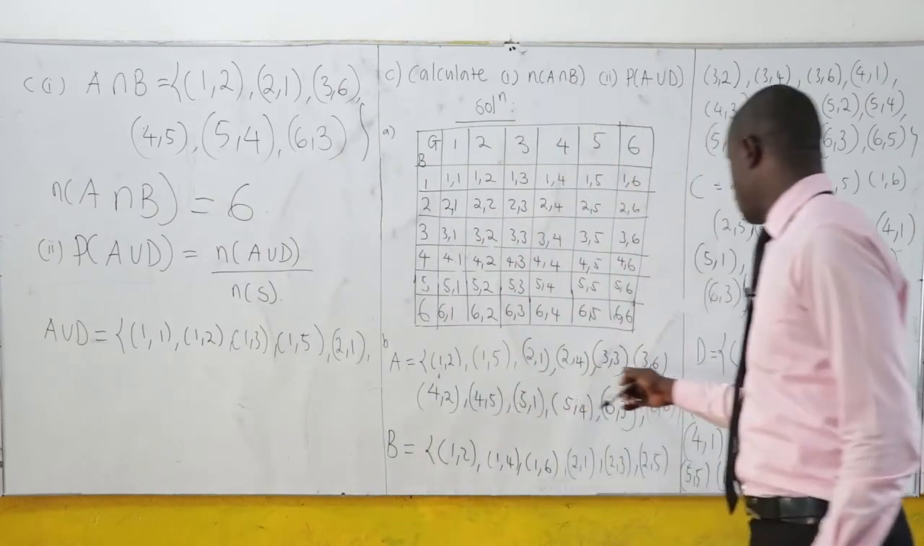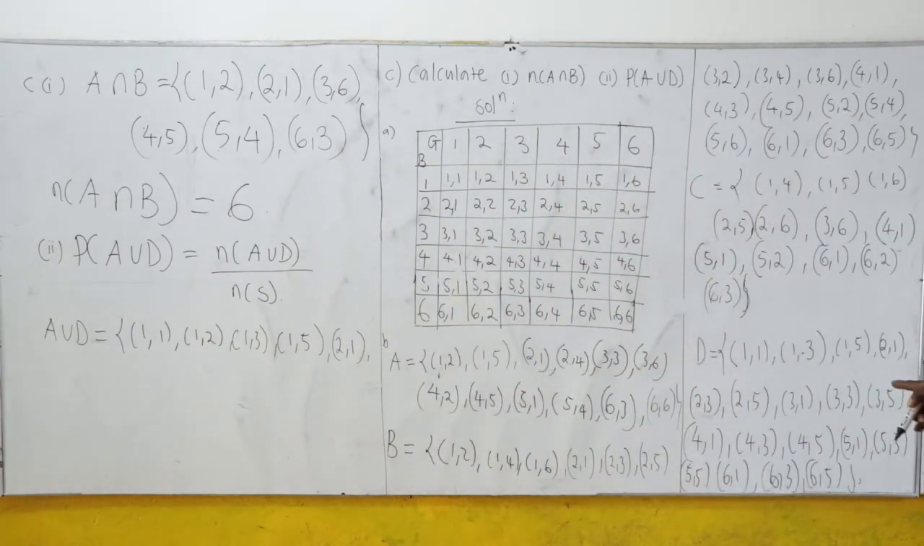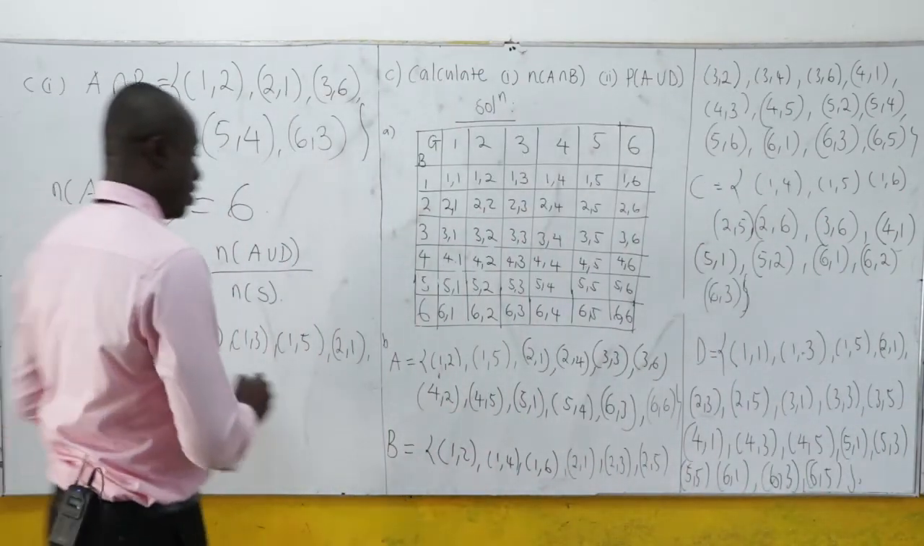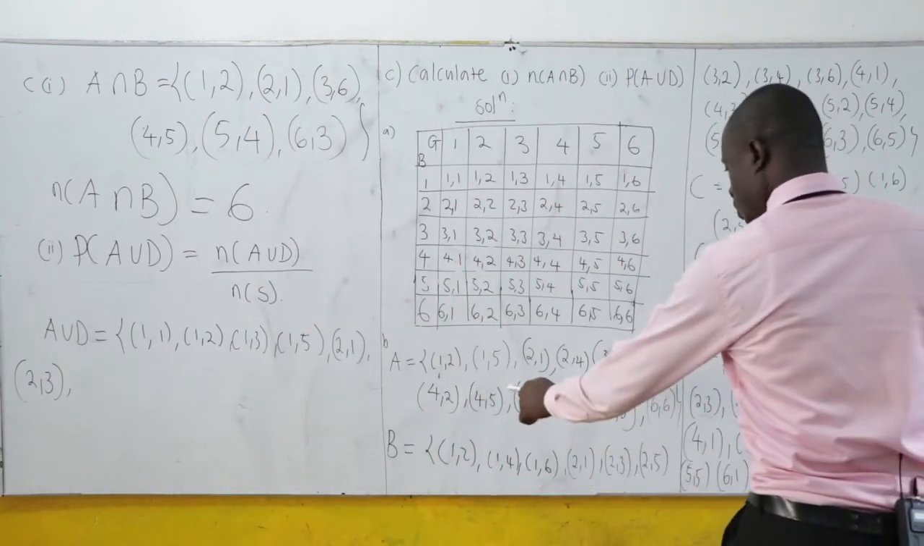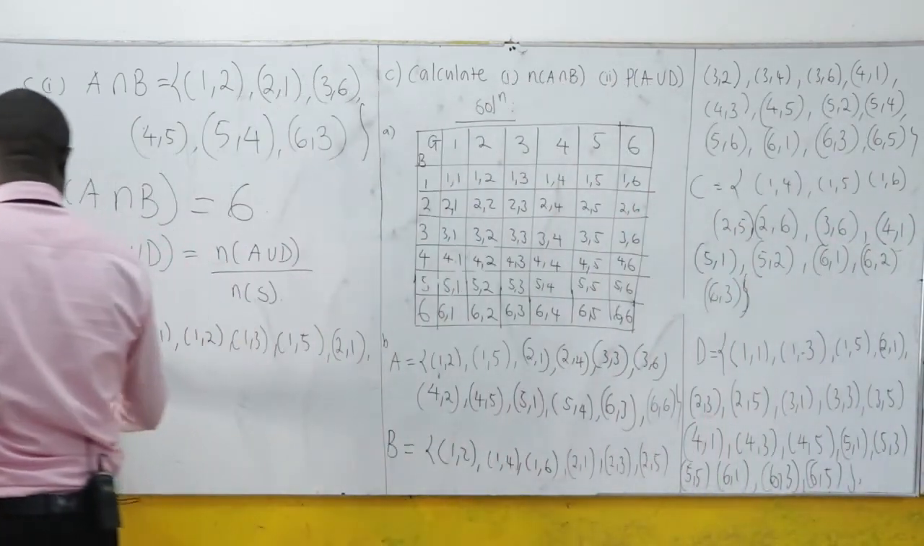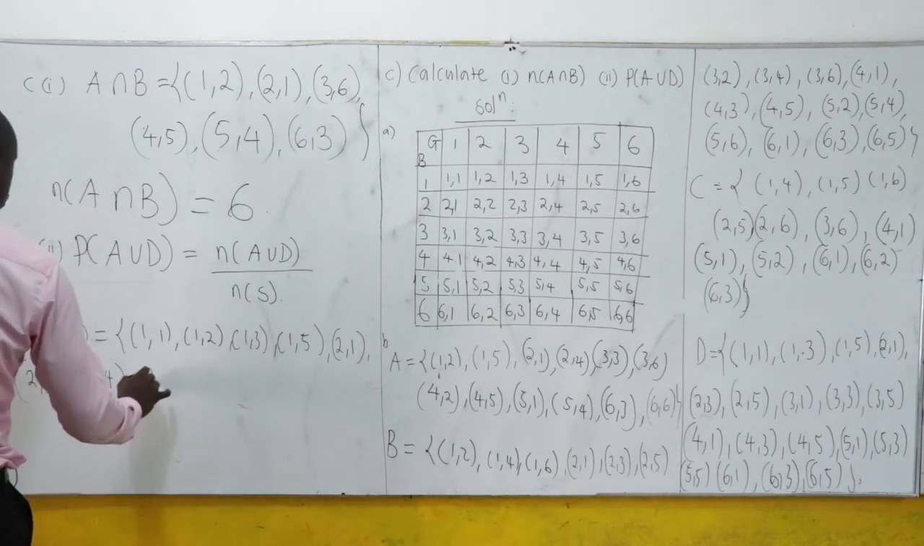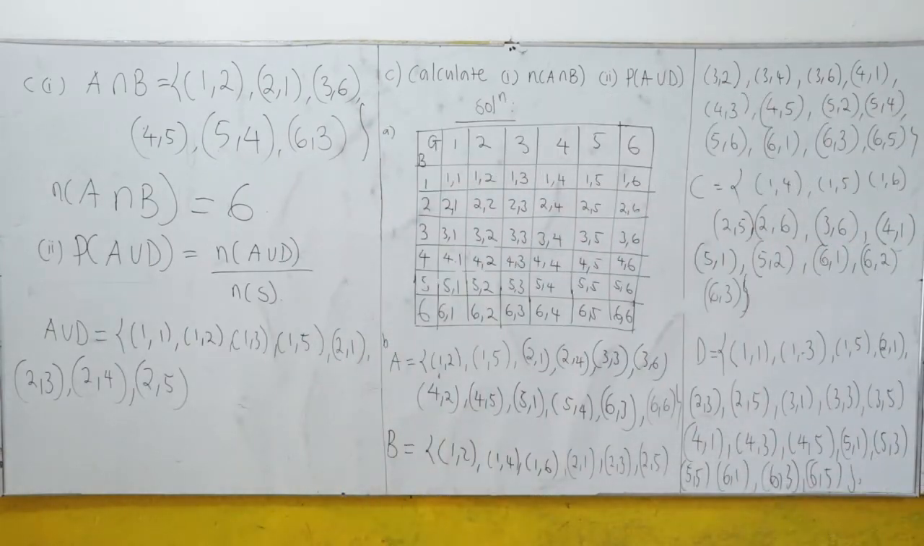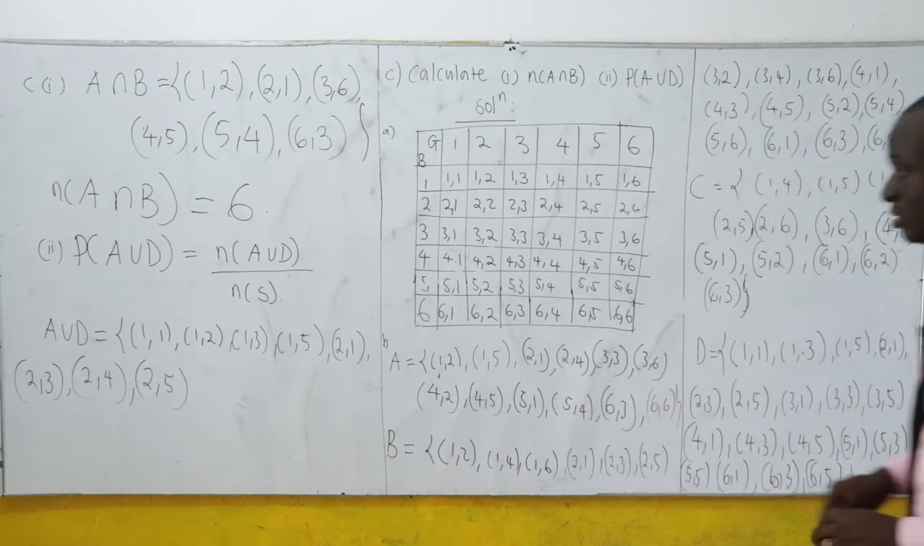Do you have 2,2? No, there's no 2,2. 2,3: yes, there's 2,3. Do you have 2,4? Yes, there's 2,4 here. We have 2,5 in the other one; the second is odd. And then 2,6. Do you have 2,6 here? No, 2,6.